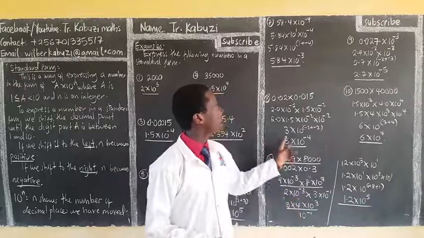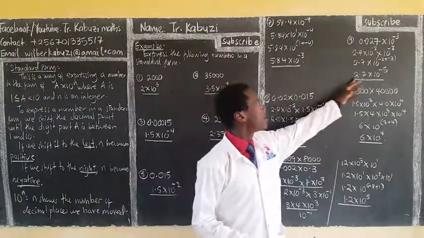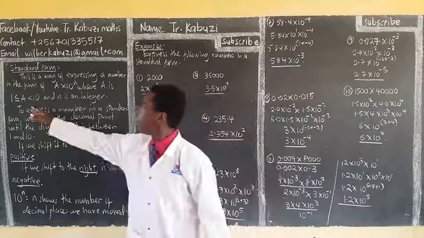So that everything is that all the first digits before the decimal point are between 1 and 10.